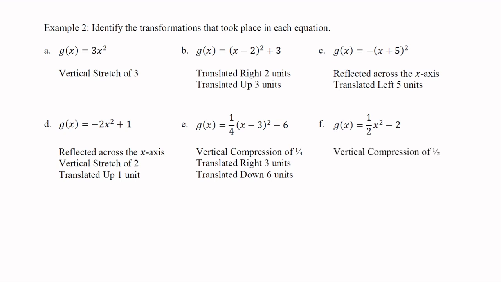1/2 out in front tells us we're compressed by 1/2. Minus 2 on the end tells us that we're translated down 2 units.